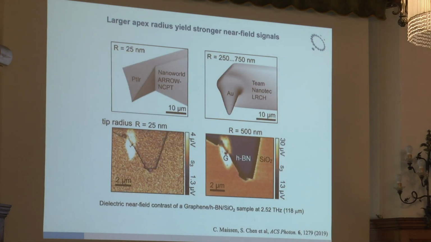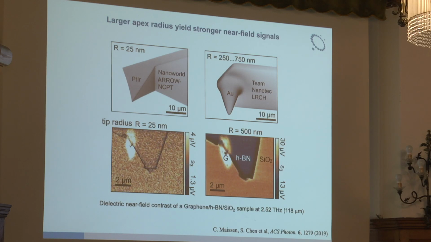And so that's the experiment that we did. You can actually buy a standard tip, and this is a Team Nanotech tip. These are silicon tips coated with, I think, a gold coating, I'm not 100% sure. You get them from 250 to 750 nanometer radius, and they work excellently. They're really nice and stable.